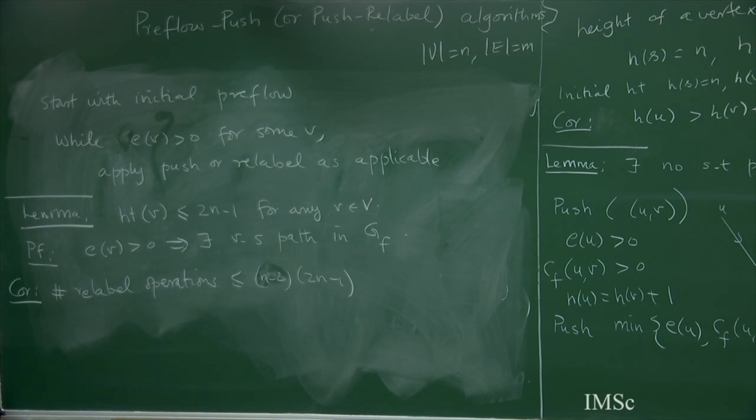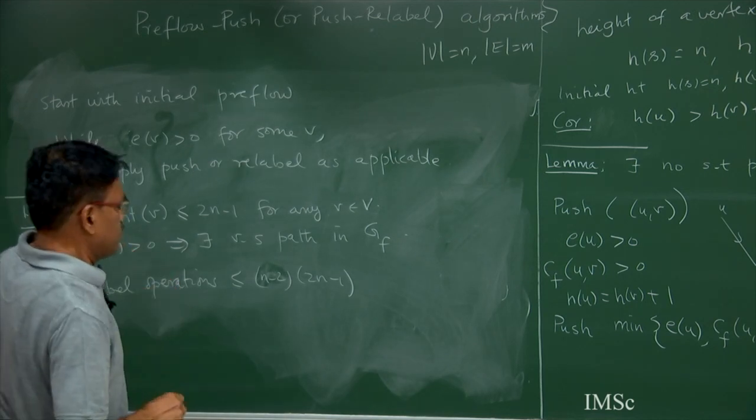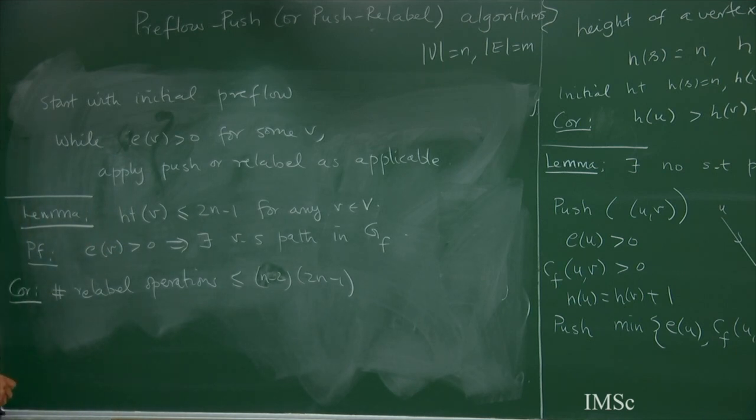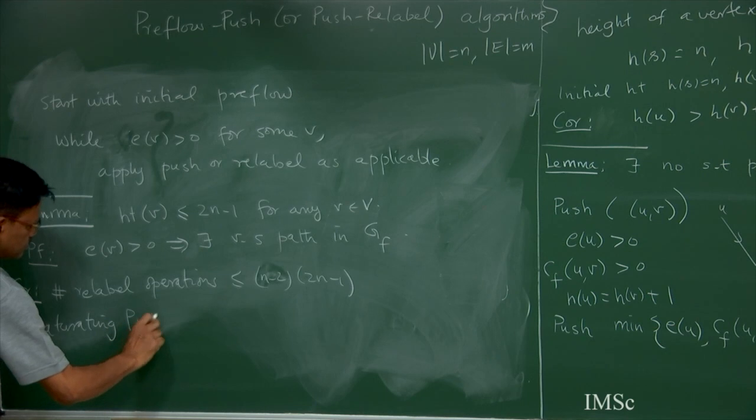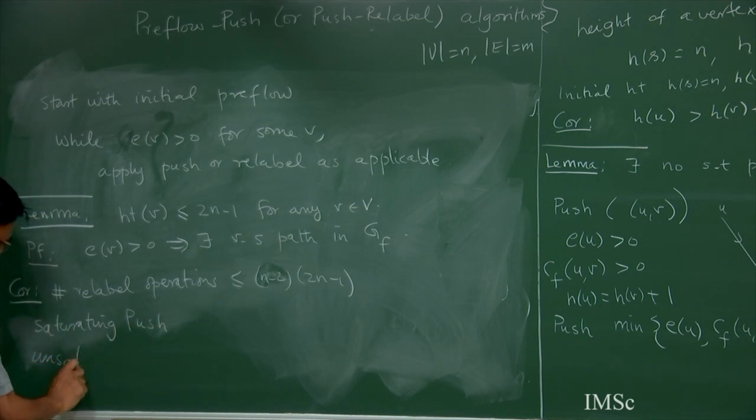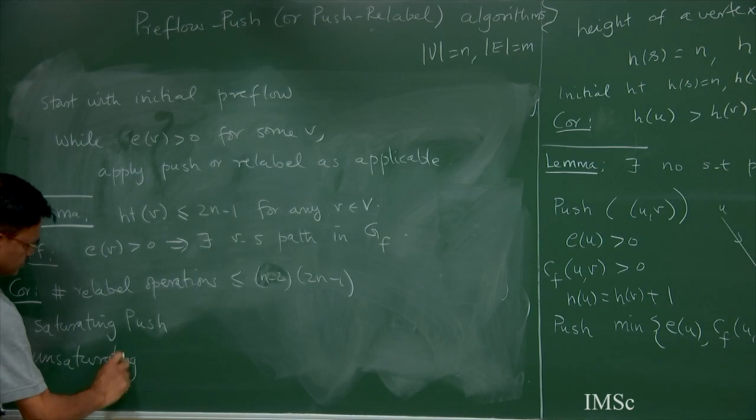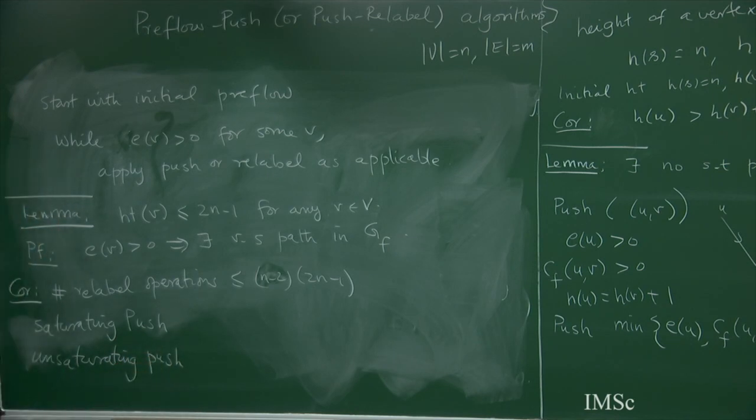I think this is where we stopped last time, and we were yet to prove the number of push operations. Okay, so let's categorize the push operations into two types: saturating push and unsaturating push. You can guess what these are.